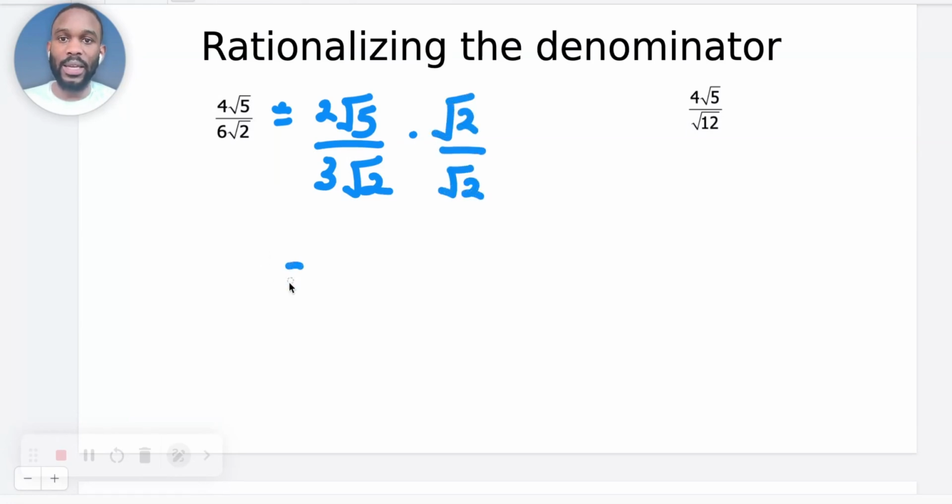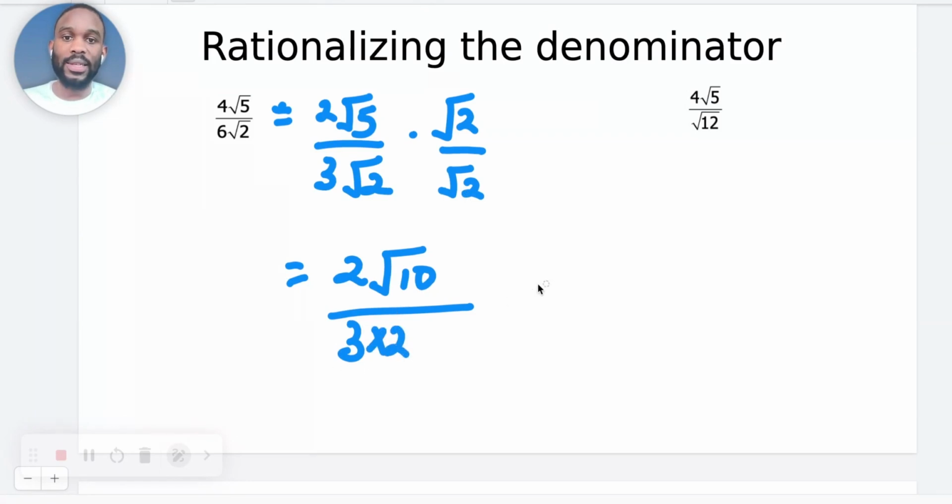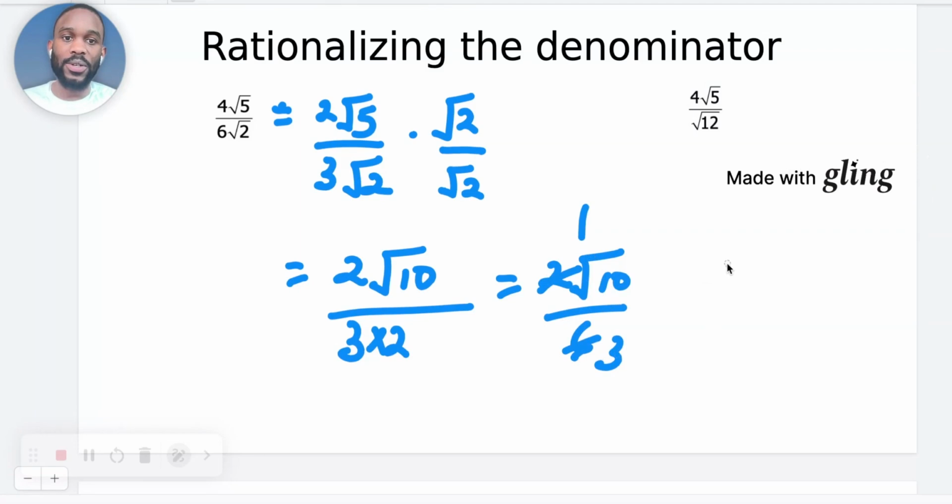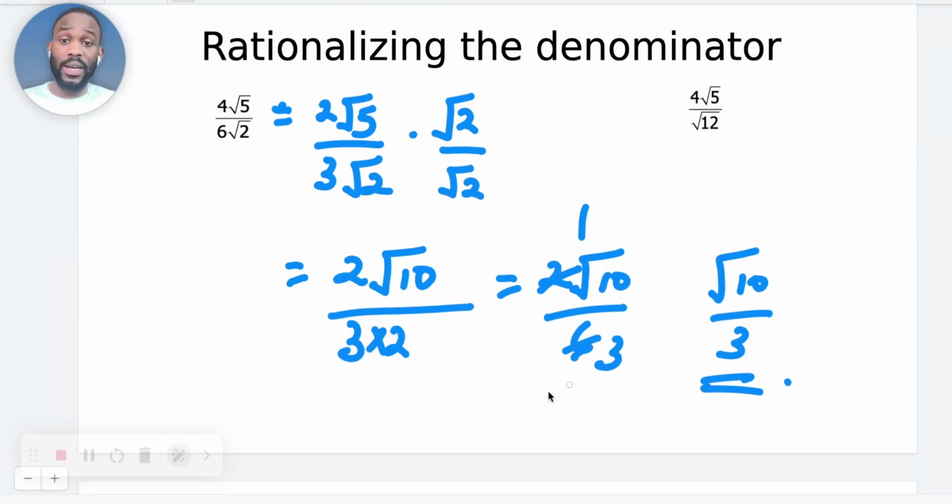And this would give me 2 root 10. 5 times 2 gives you root 10. And then down you have 3. Root 2 times root 2 gives you root 4, which is, the square root of 4 is 2. So 3 times 2. And this gives me 2 root 10 divided by 6. But by 2 I get 3. So I end up with root 10 over 3 as our answer. And that is the final answer.